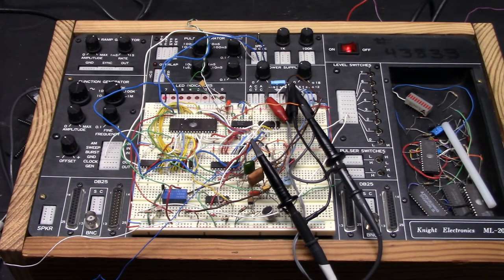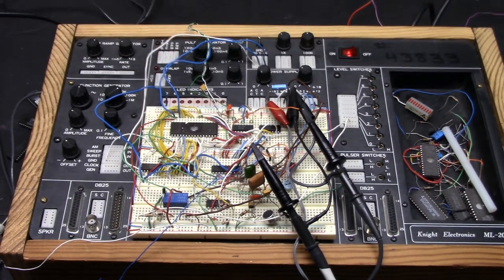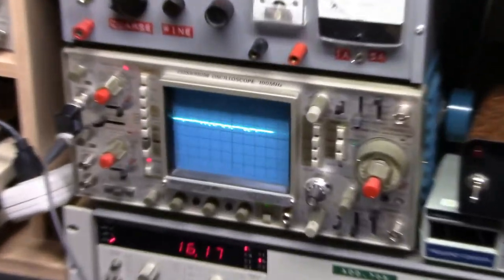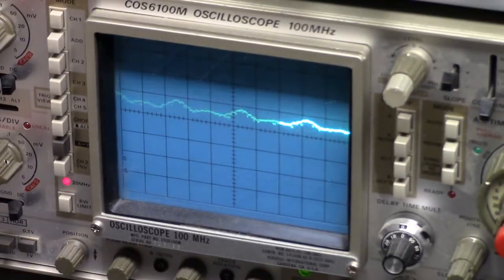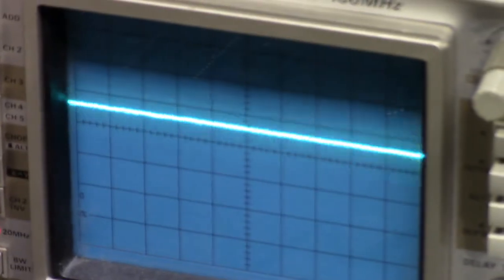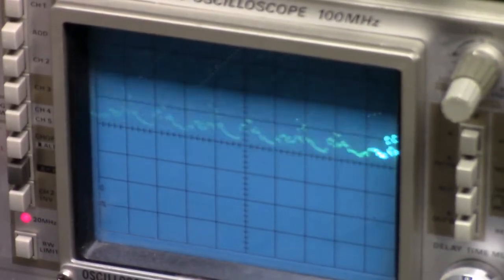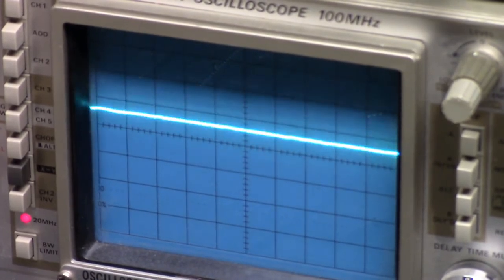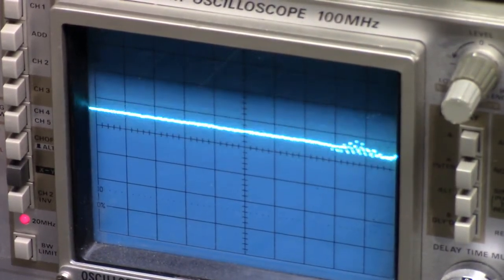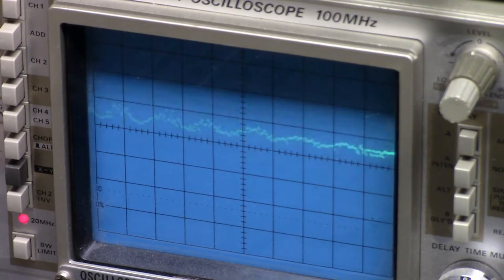Let's do this. EPROM at a sampling rate of 16.16 kilohertz on the 9th. We are recording onto an EPROM at a sampling rate of 16.16 kilohertz on the 9th. We are recording onto an EPROM at a sampling rate of 16.16 kilohertz on the 9th, we are recording onto an EPROM at a sampling rate of 16.